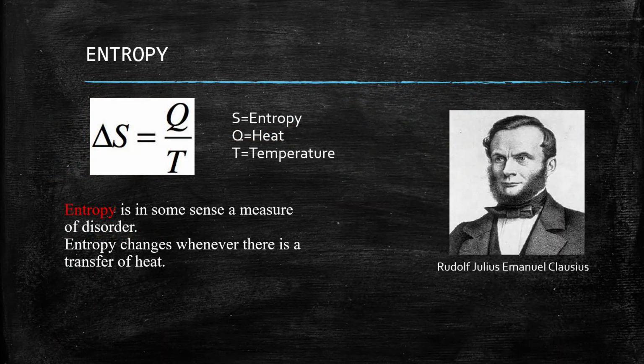Entropy. People met entropy thanks to Rudolf Julius Emanuel Clausius. Entropy is in some sense a measure of disorder. Everyone may know that, but it is not enough for learning about entropy. It is the probability of finding a substance in a closed system.